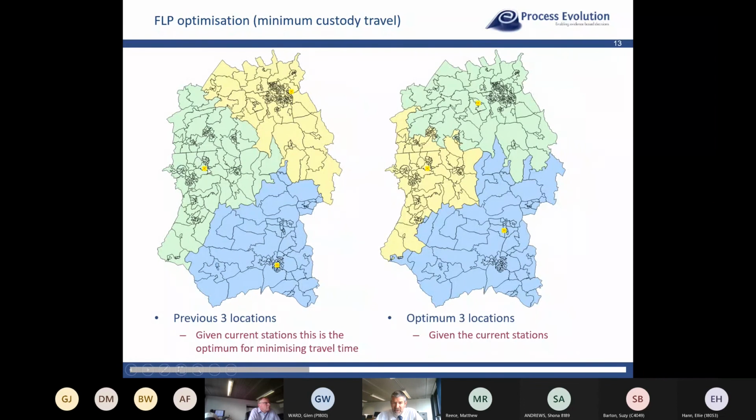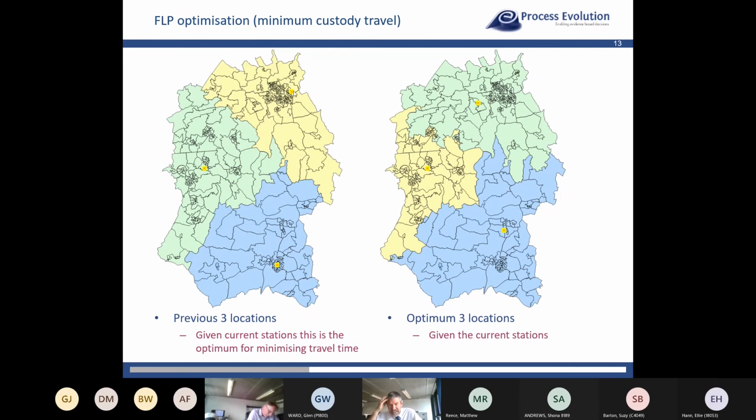And interestingly enough, the one on the west was in about the same place, but the PFI one really should have been the other side of Swindon because the demand is majoring round here. If we wanted to look at minimising travel time to custody, which is obviously the expense of police officers travelling to custody, the custody suite itself shouldn't have been to the east of Swindon. It should have been to the west.